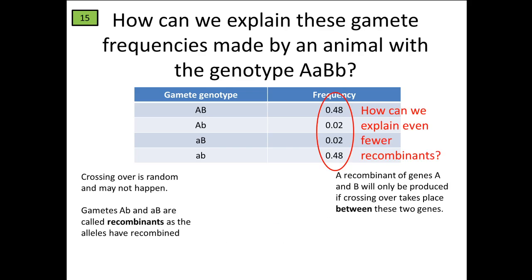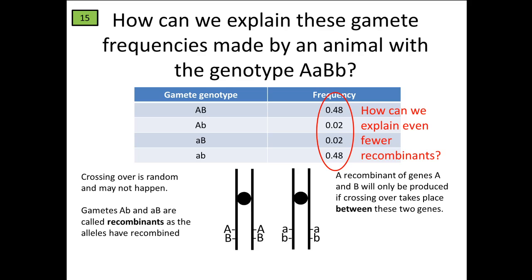Now it's 0.48, 0.02. Remember, crossing over is random and may not happen. Gametes A, B, and B are called recombinants. Yes, the rare ones are the recombinants, so that's correct. A recombinant of genes A and B will only be produced if crossing over takes place between these two genes. So the way we get fewer recombinants is to put those genes closer.